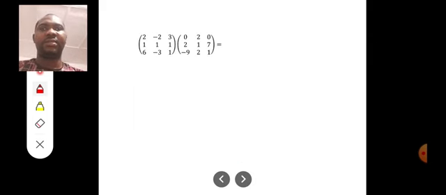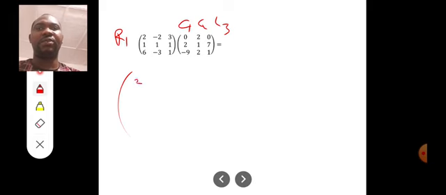Okay, look at this. We have a 3 by 3 matrix. So remember your multiplication is row and column. Let's start with row 1. Row 1 now will multiply column 1, column 2, and column 3 of the next matrix. You see that? So what is row 1? 2, minus 2, 3. Row 1 with column 1 means 2 into 0, minus 2 into 2, then plus 3 into minus 9. You see? That's row 1 multiplying column 1 of the next matrix.